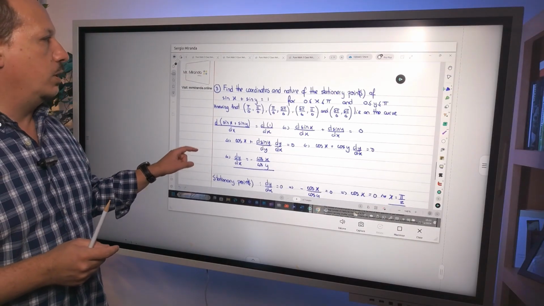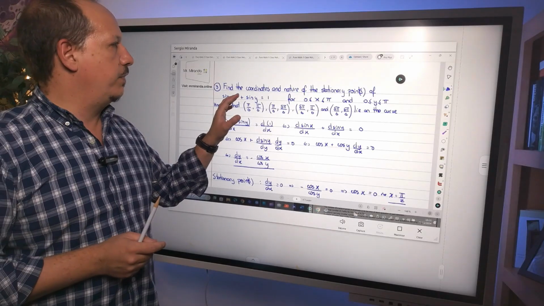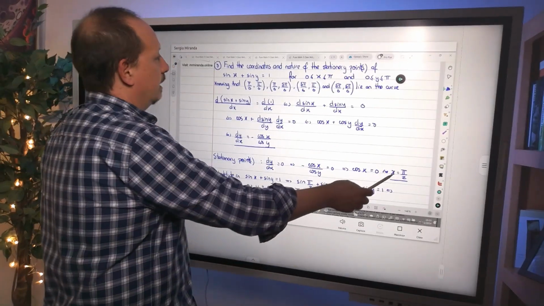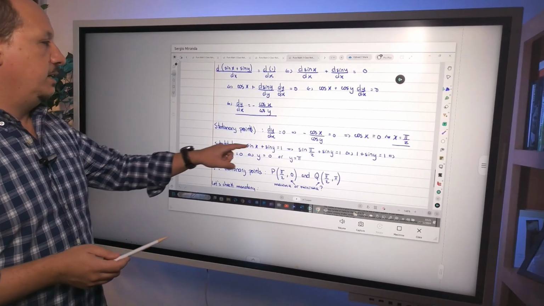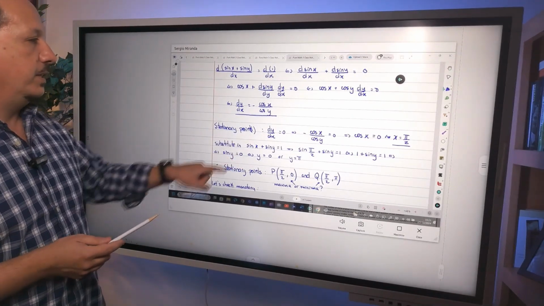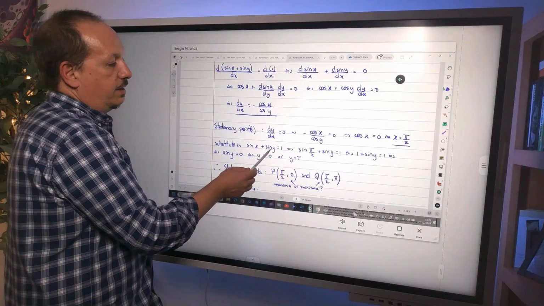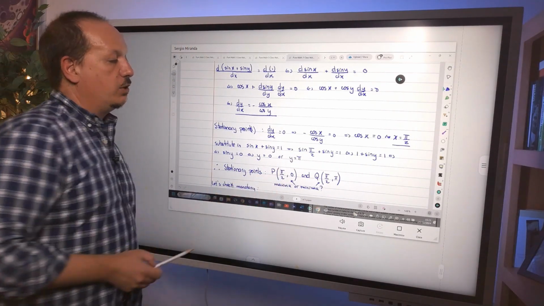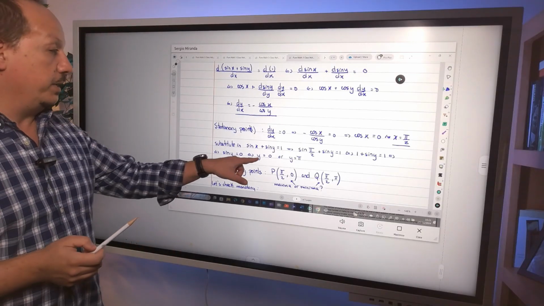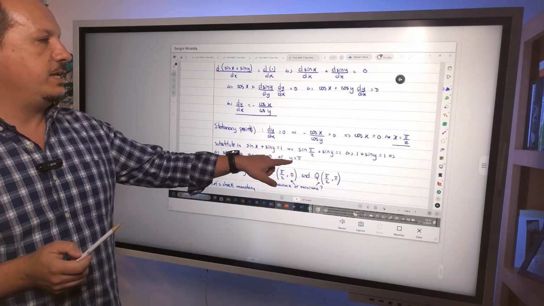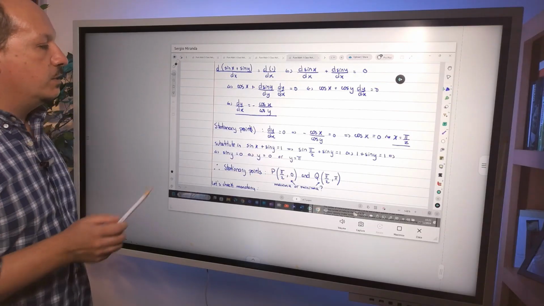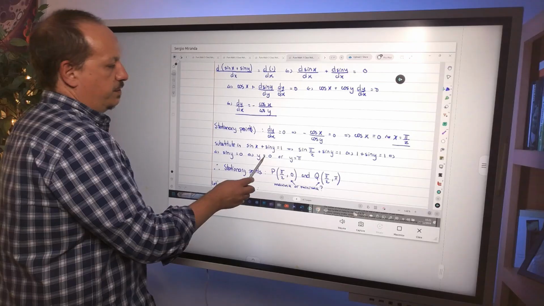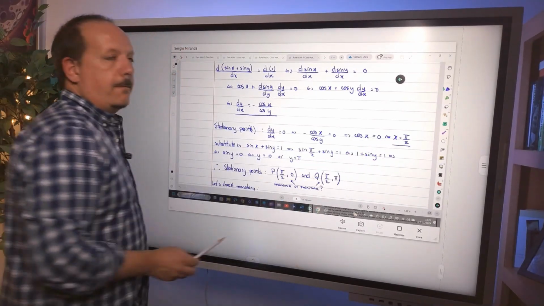You want the coordinates of the stationary points. Right now you only have the x coordinate, so plug this into the equation. That's what I did over here, and solve it for y, and you have y equals pi. Oh sorry, you have y equals 0 or y equals pi. So the coordinates of the stationary points are going to be (pi over 2, 0) and (pi over 2, pi).